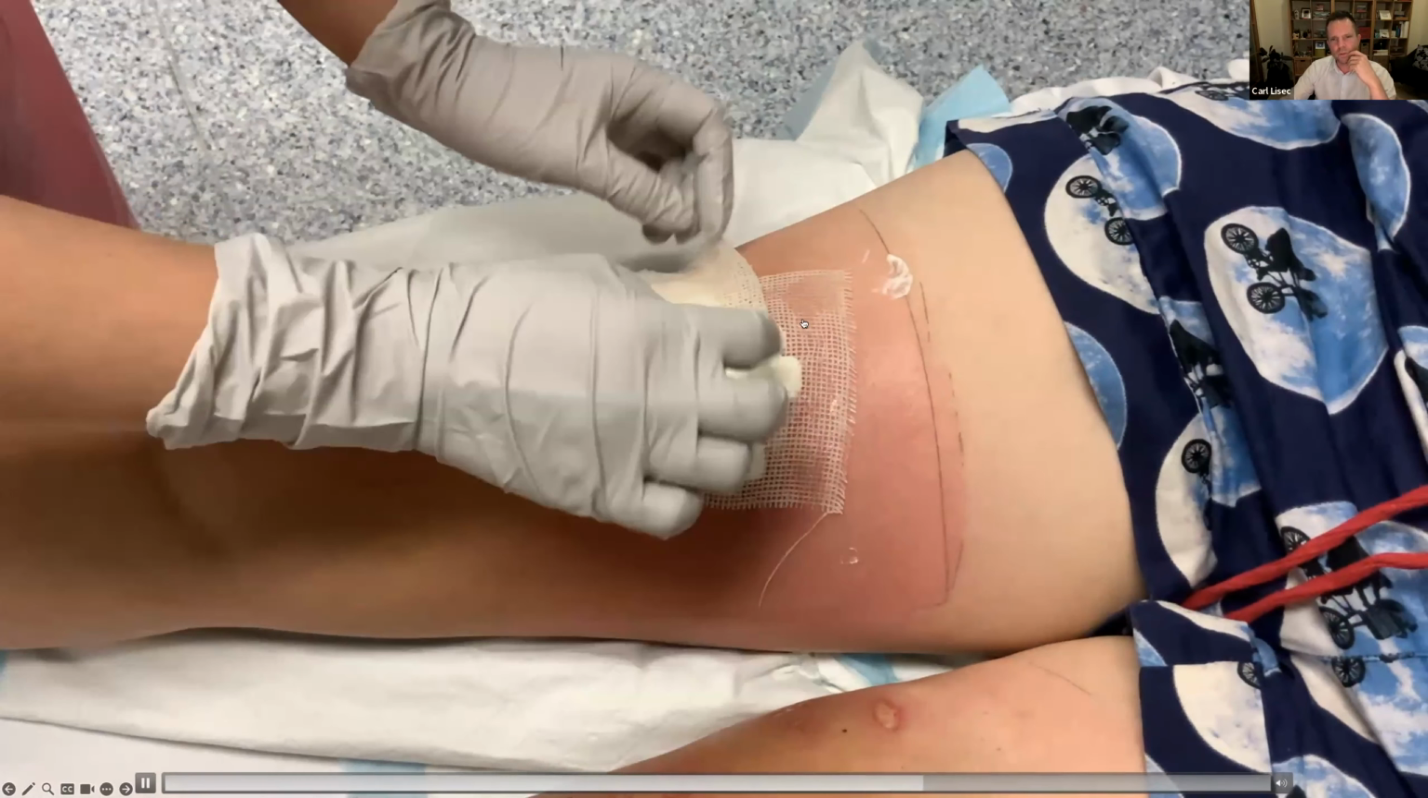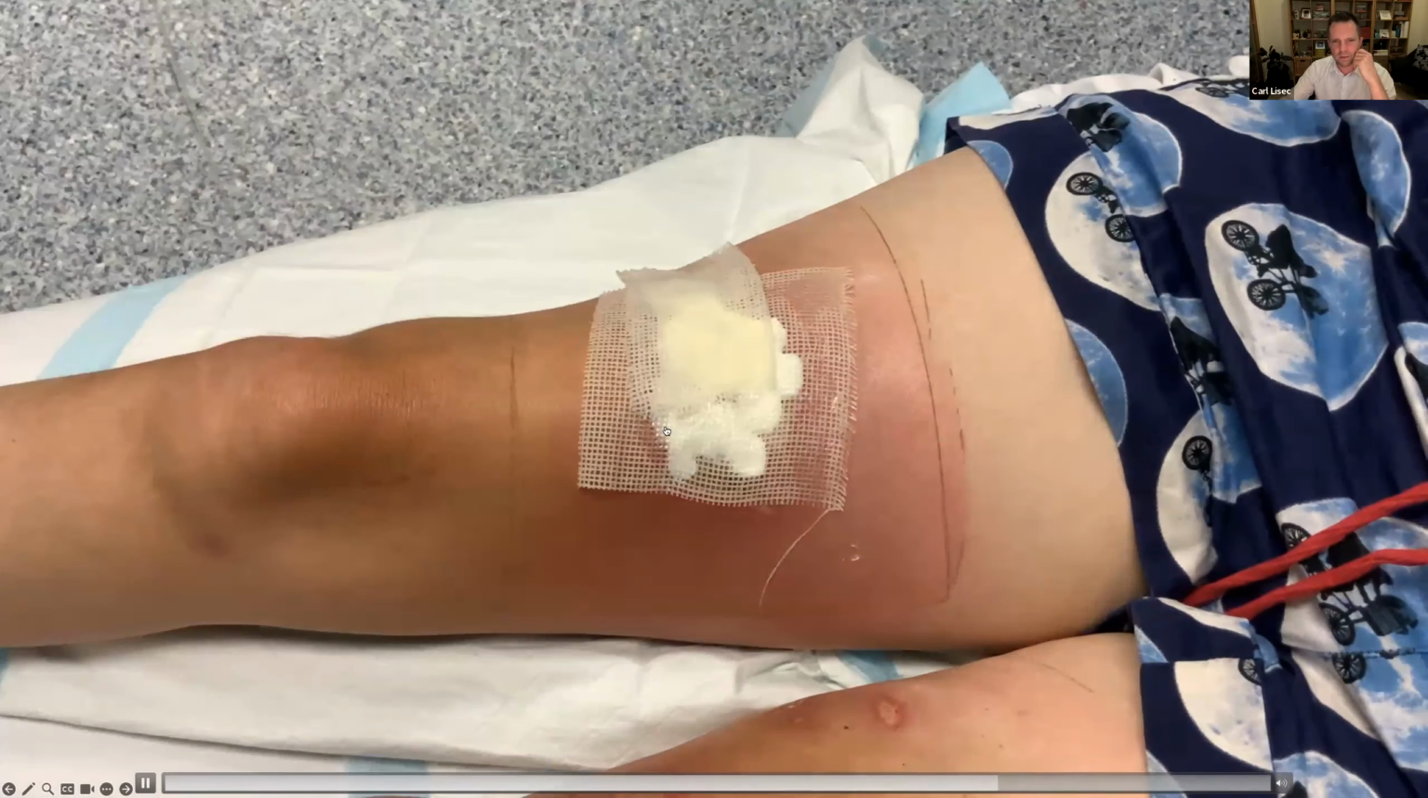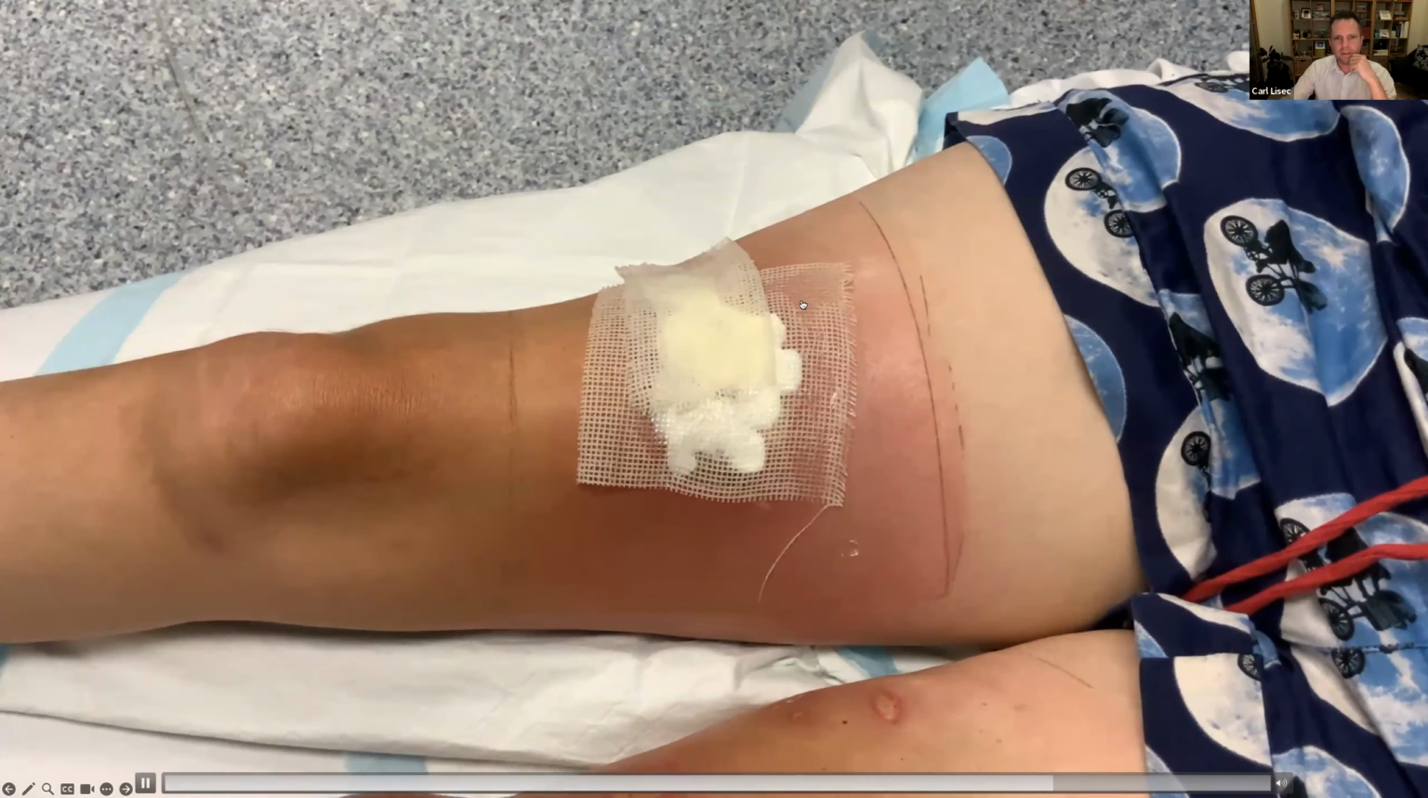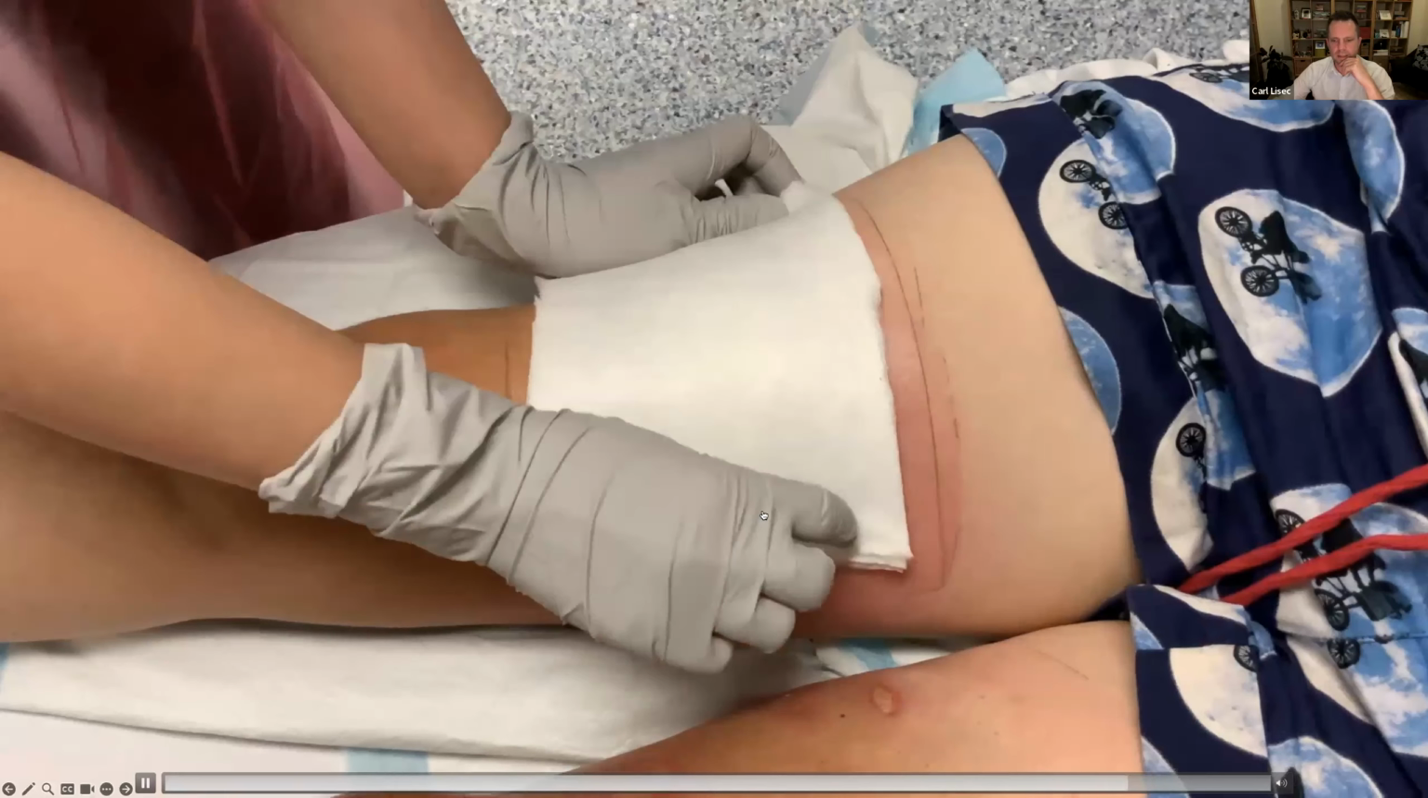We use this sort of gauze dressing just to hold the Flamazine on so it doesn't run off everywhere. And then on top of this, we put on some outer absorbent layers.